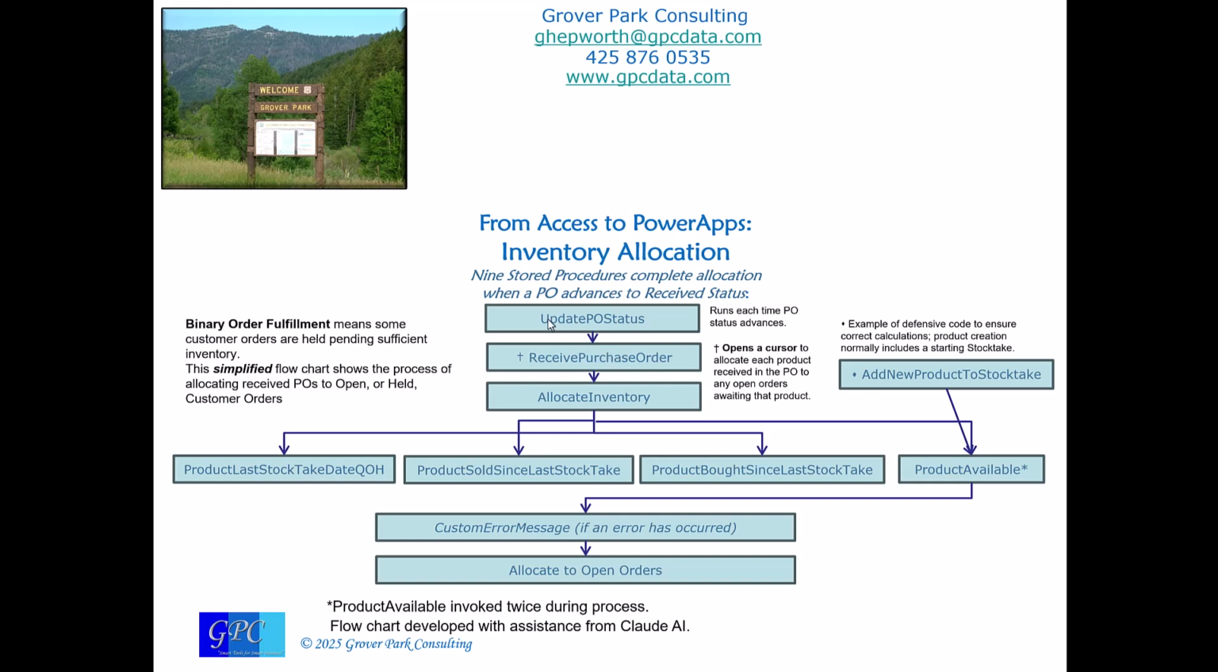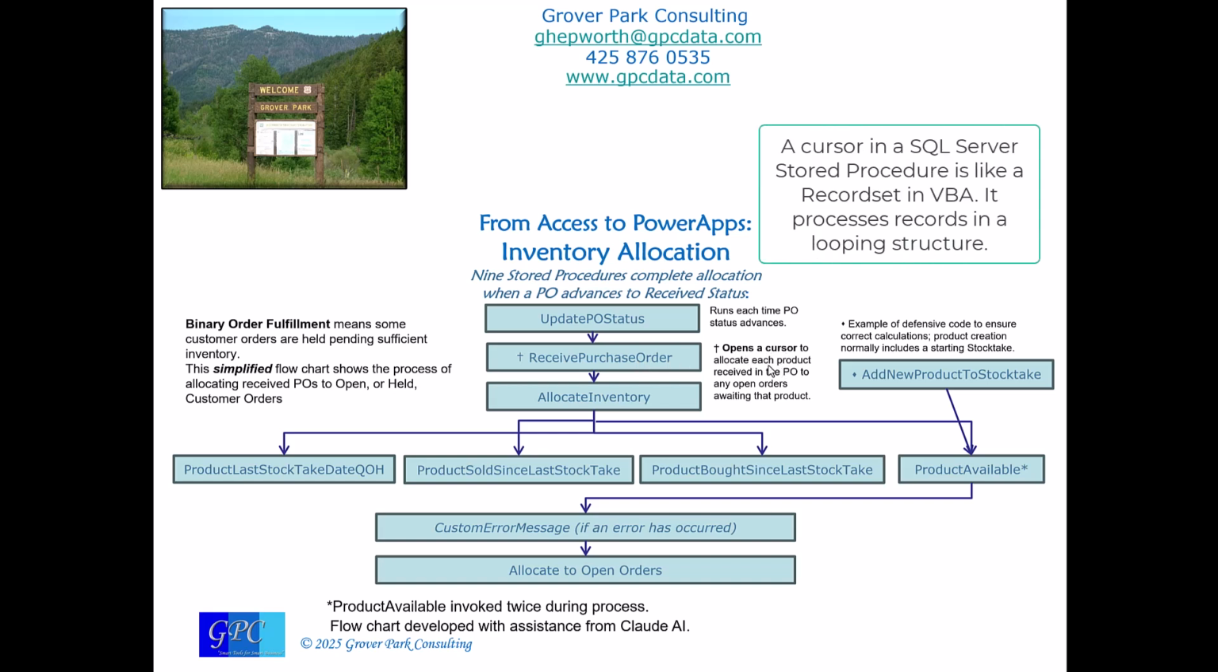The stored procedure which handles that update process is called update PO status, and it is run each time a purchase order status is advanced. When update PO status advances to received, conditional code in the stored procedure runs the receive purchase order stored procedure. Receive purchase order opens a cursor. Inside the cursor, we allocate each product received in that purchase order to any open orders awaiting that product.